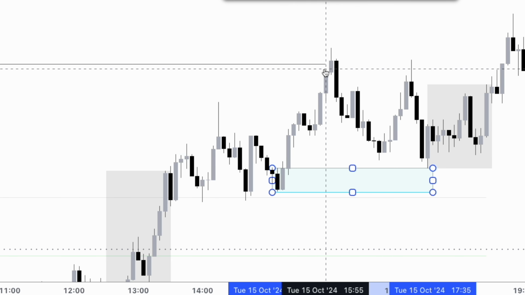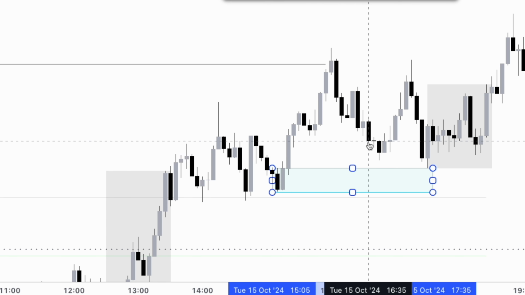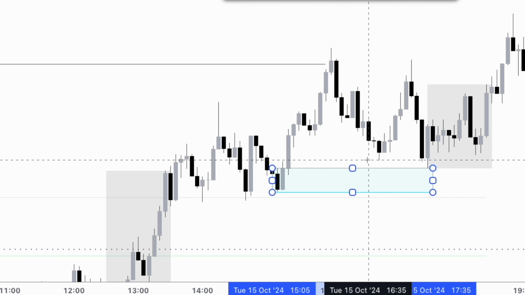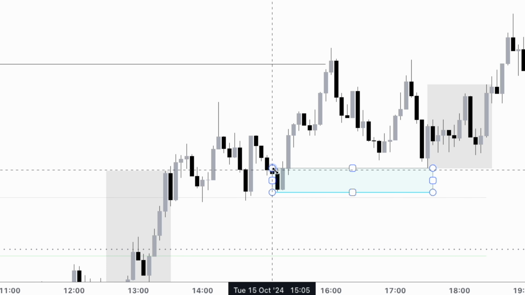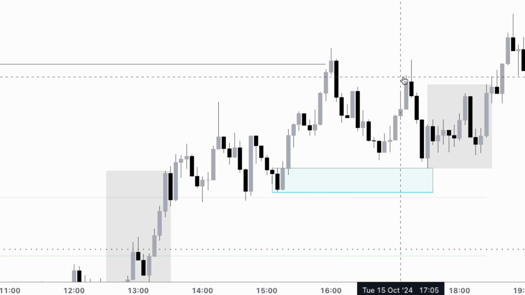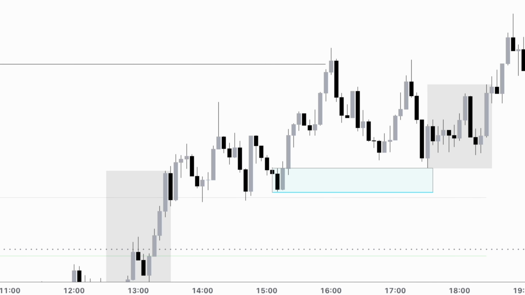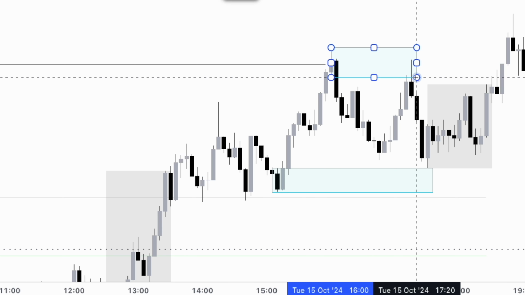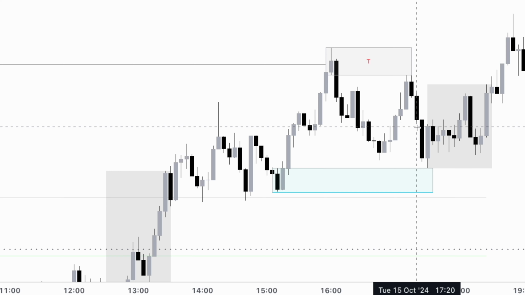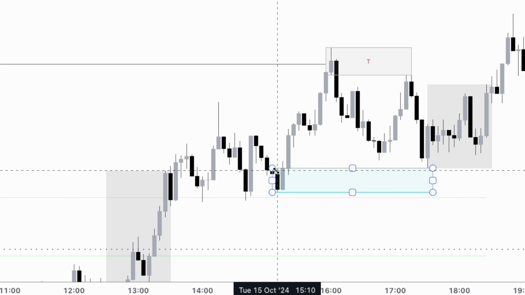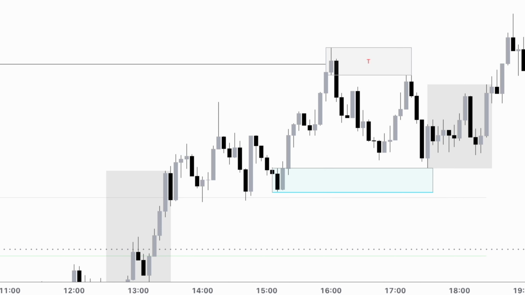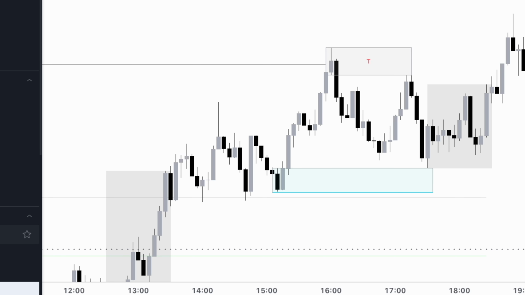So what you can see, after taking out this high, price started making lower lows. It just missed this POI and then went up, tapped into this order block. We can call it a smart money trap, but it did play down. So then it came down once again, tapped into this real POI and then went up. Now let's go down to 1-minute time frame.